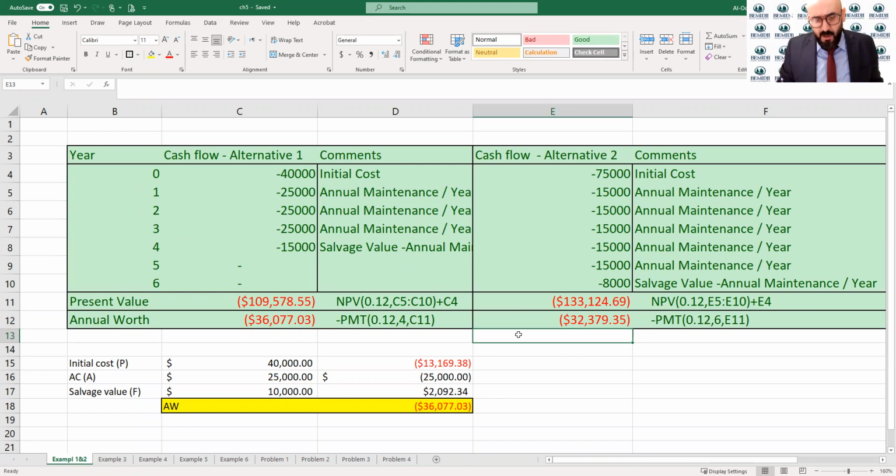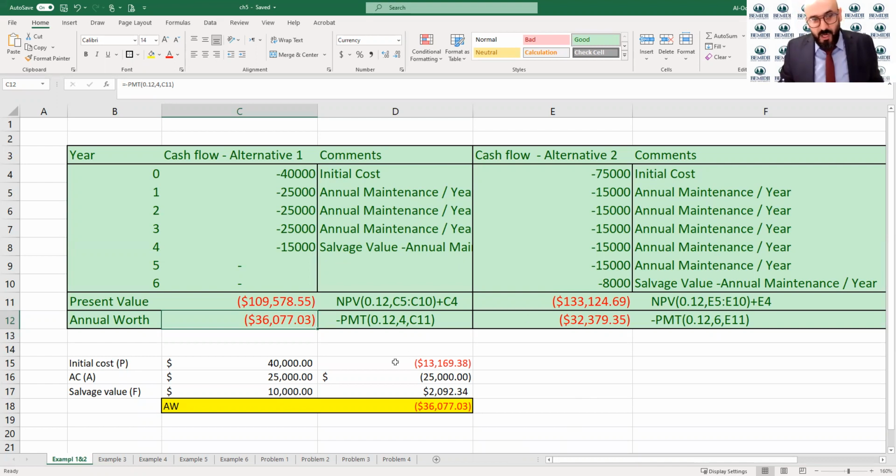So what you see now, the final thing, you have to make a decision. Should we select alternative 1 or alternative 2? As you see, 32,000 is less expensive than 36,000. So we go ahead and we select alternative 2. So alternative 2 should be selected.